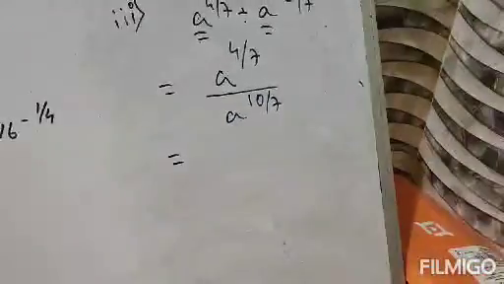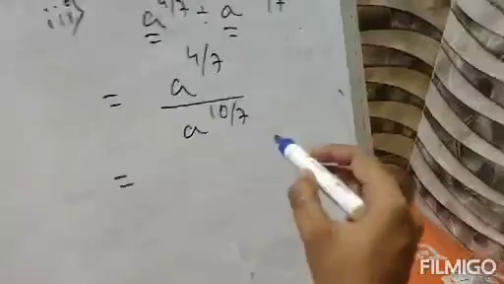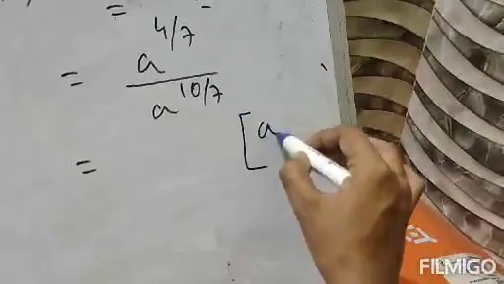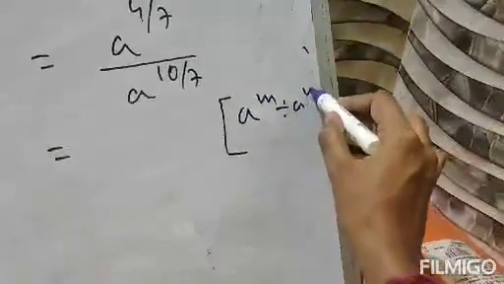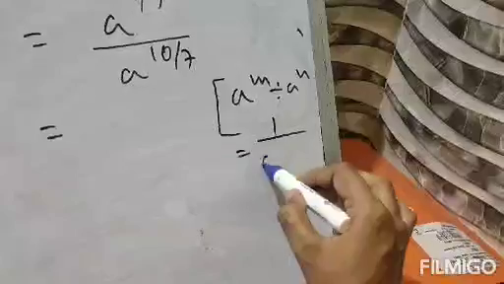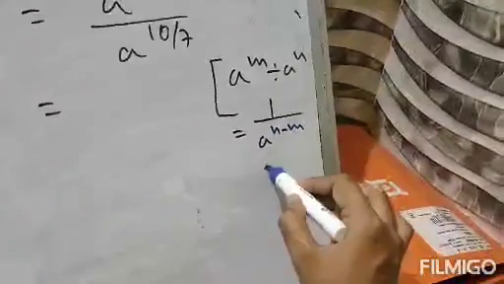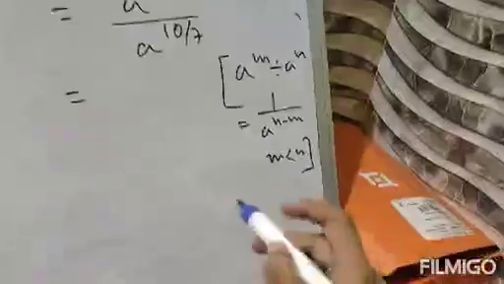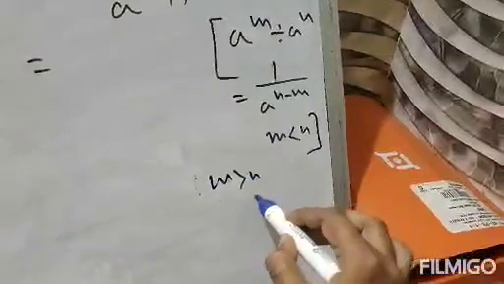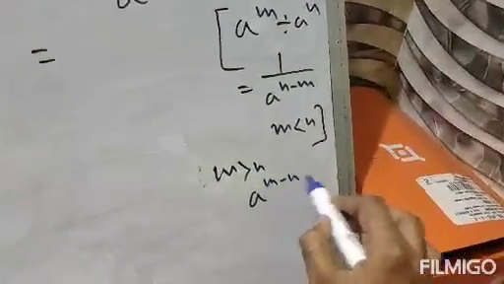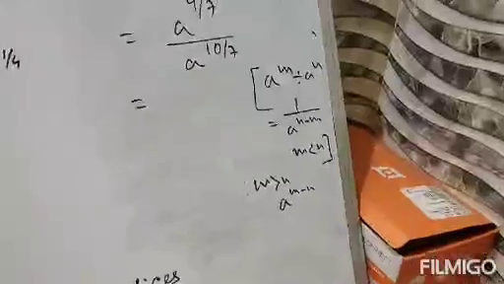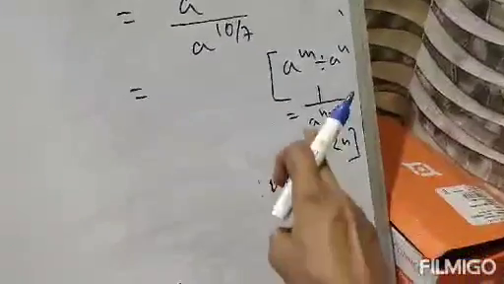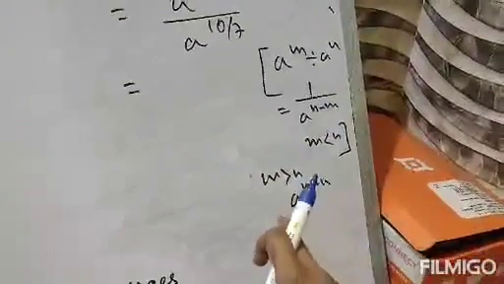Clear? Now see, there is a formula: when a to the power m is divided by a to the power n, then the formula is 1 by a to the power n minus m when m is less than n. And when m is greater than n, the formula is a to the power m minus n. There are two formulas.